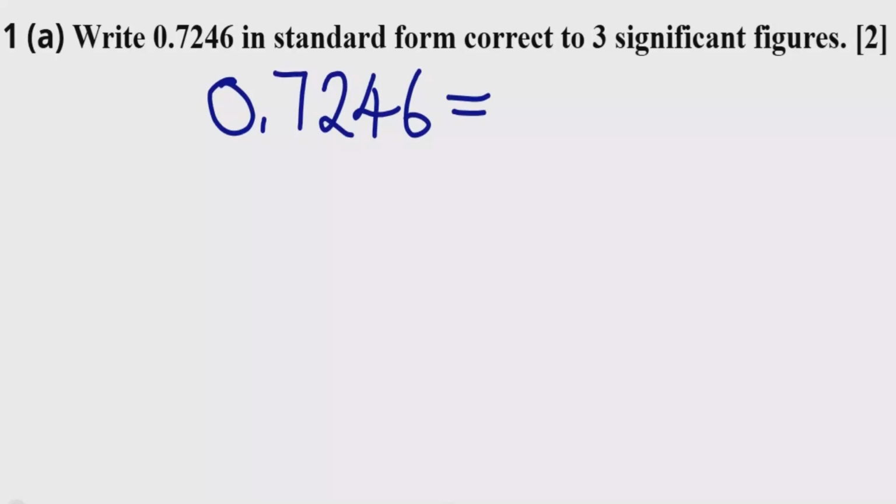Question 1a was as follows. Write 0.7246 in standard form, correct to 3 significant figures. Okay, so how do we solve this one? What we need to do first is write the number in question, which is 0.7246. The first step is to round off this number to 3 significant figures.